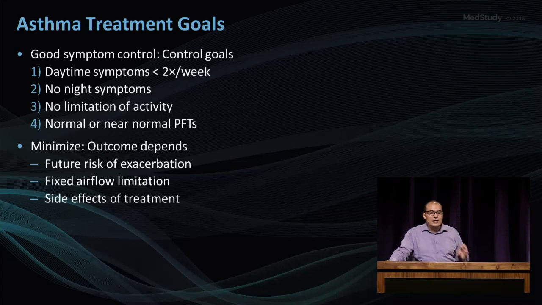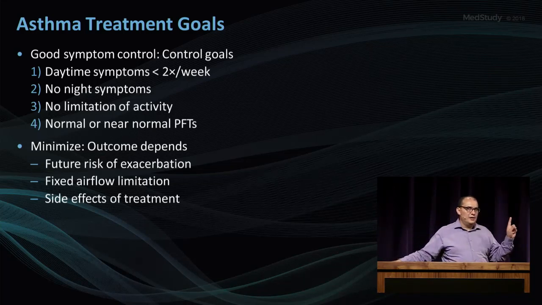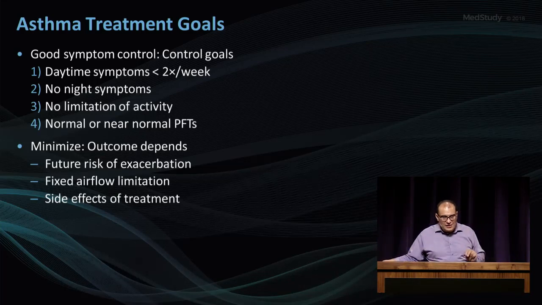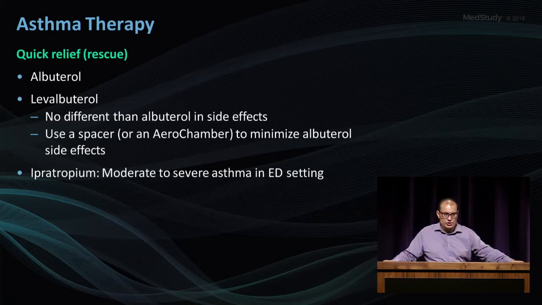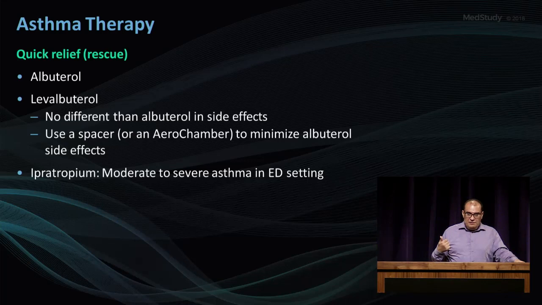So we talked about what the asthma goals are. These are the 4 asthma goals. No cure in asthma, but there is control. Optimize outcome, reduce future risk of exacerbation, or as we like to call it, flare-up, and fixed airway limitation. We don't want them to have airway remodeling. Sometimes you can prevent it, and the drug of choice to prevent remodeling or slow it down is inhaled corticosteroids. And we need to minimize side effects of asthma medication. So we need a quick relief, rescue, albuterol.